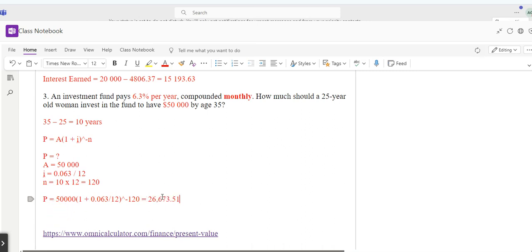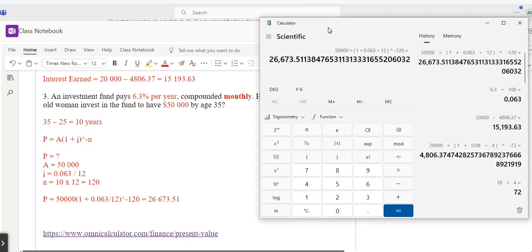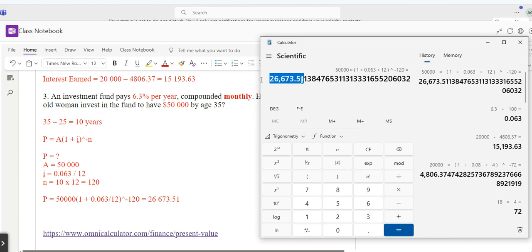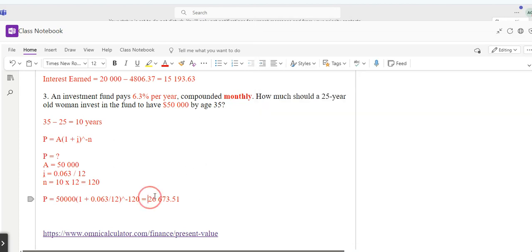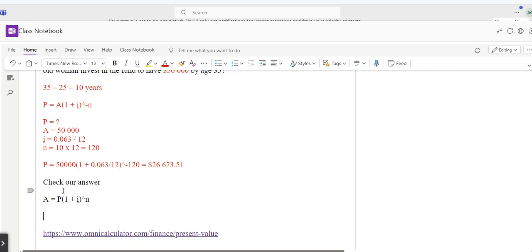And so this will be equal to $26,673.51. We see on the end that there's a 1. 1 is going to be 4 or less, so we will round down. Now, we can always check our answer as well. So how do we do this? Well, if we use our main formula, A is equal to P times 1 plus I to the power of regular n, we should be able to check to make sure that this equals 50,000.